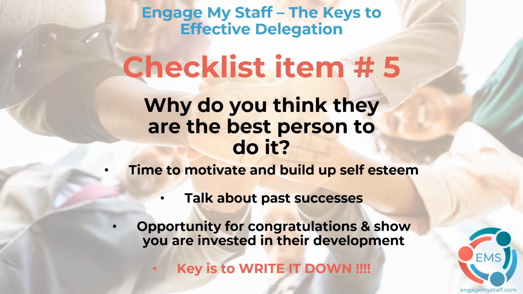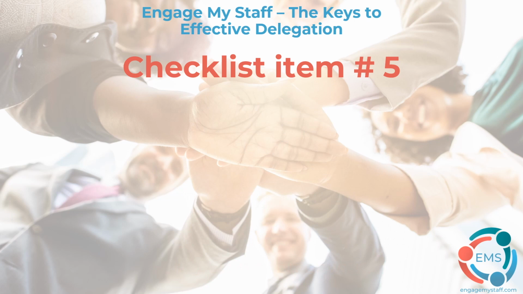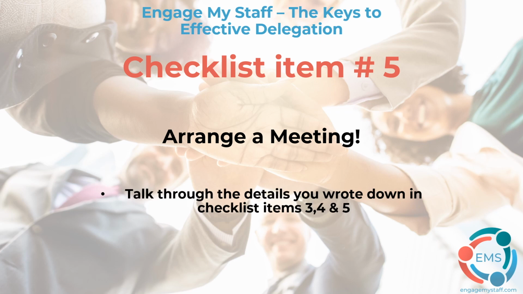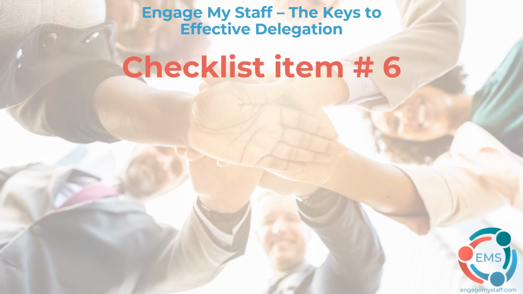Before you move on to the next item on the checklist, you need to arrange a meeting to discuss the task or project with the staff member you've selected. In the meeting, you'll tell them all the things you've noted in checklist items 3, 4 and 5 above. When you've explained those things, you need to move to checklist item number 6.